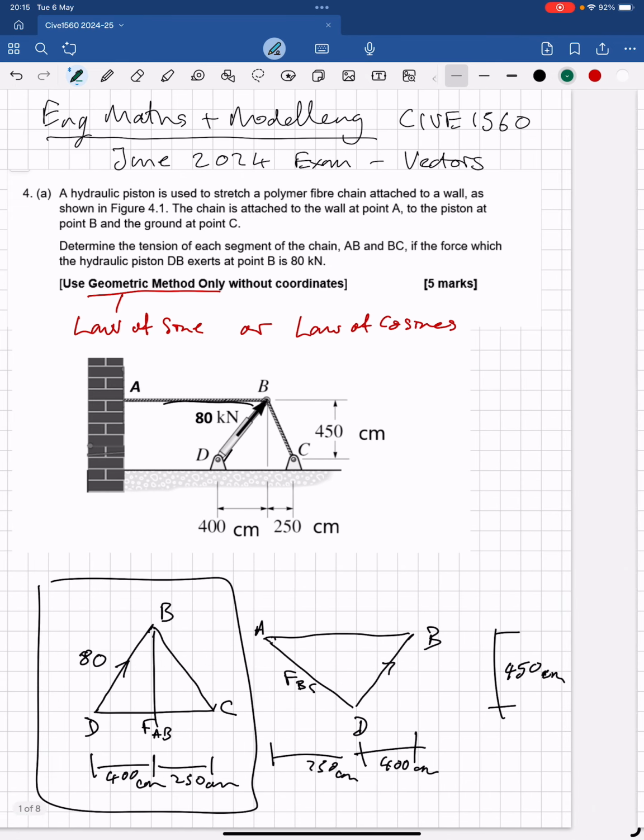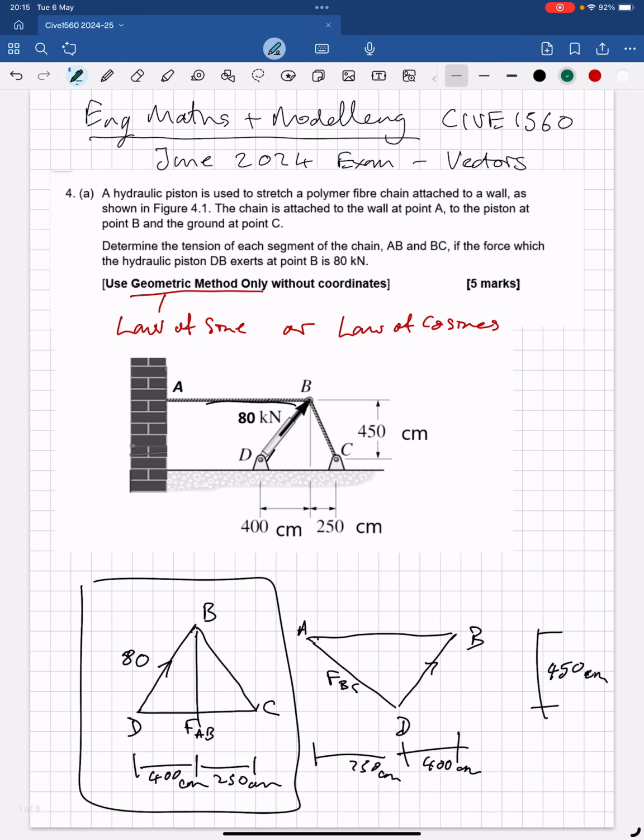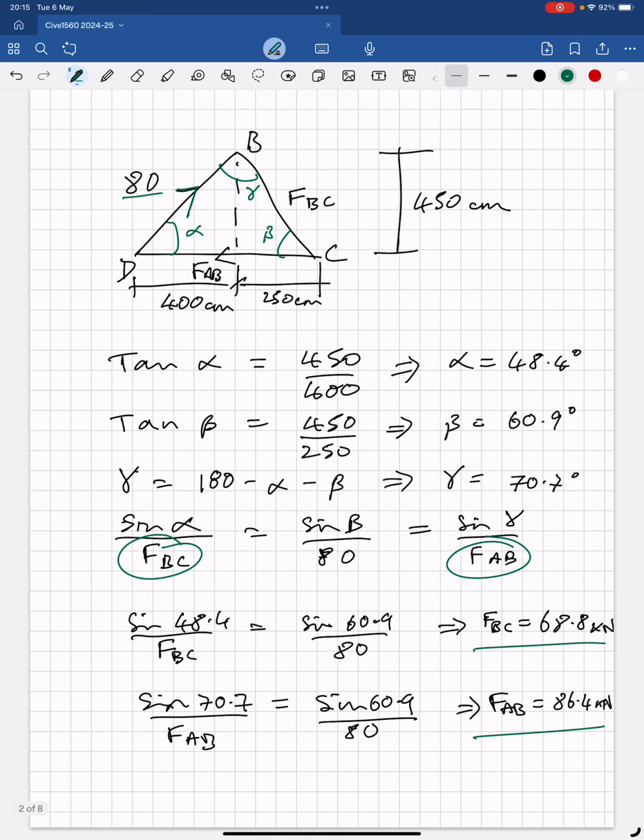Those are the answers. The question says determine the tension in each segment of chain AB and BC, considering the force in DB is 80. So those are the two answers. In other questions you may have to apply the cosine law, but in this question it was the sine law. Look at what is the missing information.